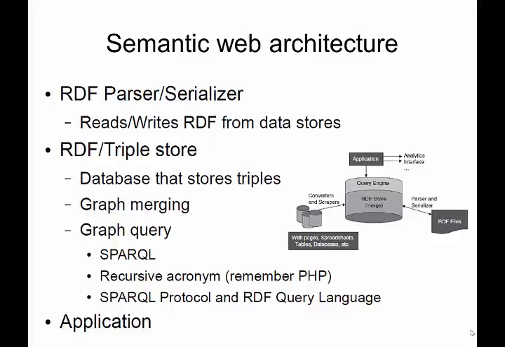Then we need to get data in and out of the database, just like we do with a relational database. So there are various parsers and serializers for loading text-based data into your RDF database. There are also other ways to get data in. There are converters and scrapers designed to extract triples out of semi-structured and unstructured text on web pages or other documents.